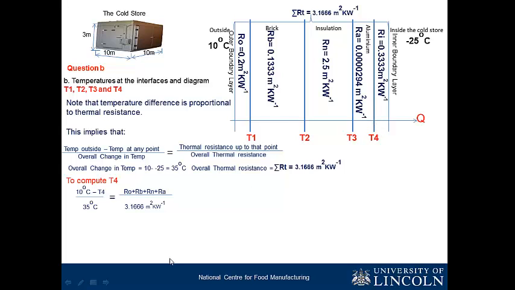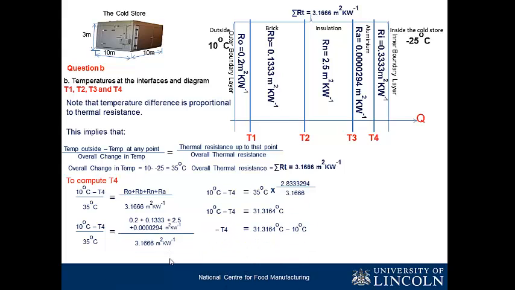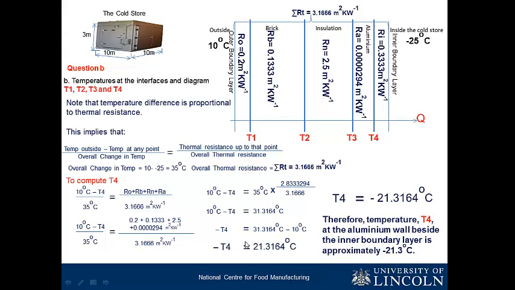So substituting every necessary figure, you discover that because the thermal resistance offered by aluminum is very negligible, our answer will be very close to T3. The other time we got minus 21.3 for T3, just because the thermal resistance offered by the aluminum wall is very negligible, just because of the thickness, and again, aluminum is a good conductor of heat. So we have that to be T4.